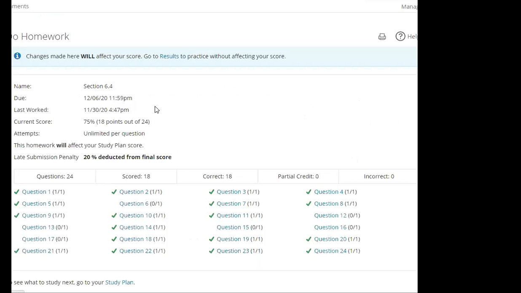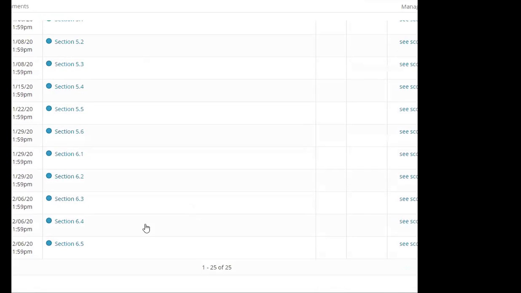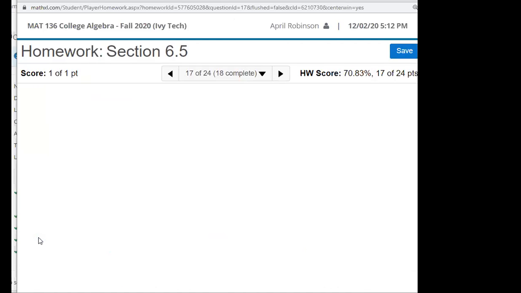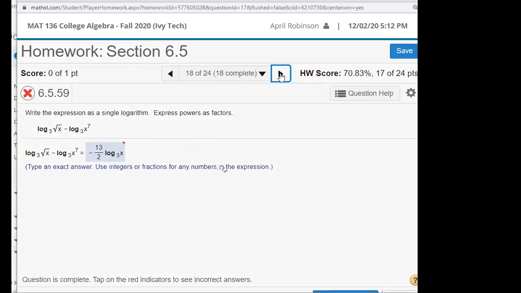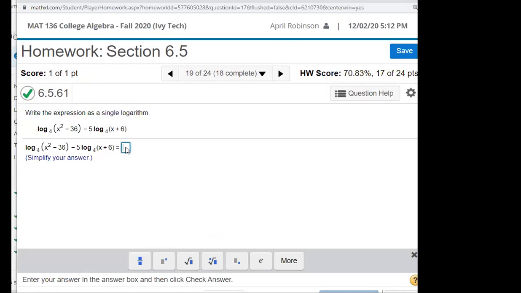Woo, where's my MyMathLab? This is the wrong assignment. 6.5. I already did number 17. Number 19 is what I wanted. Number 19, and it's a similar exercise. So you'd hit LOG and then hit the subscript button, which is here, and then hit 4 and then scroll over and then hit your fraction button and then type in the numerator and the denominator. All right, that's what I was talking about. Do it like that.